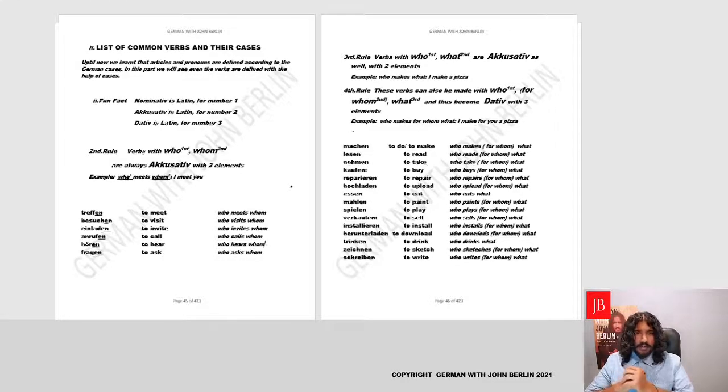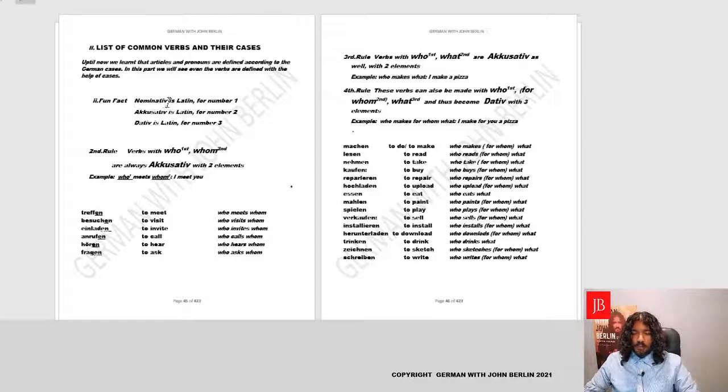Up till now, we have learned that with the help of cases, we understood the personal pronouns and the articles. Now today we'll be learning the verbs as well with the help of exactly the cases. So basically, let's have a look.